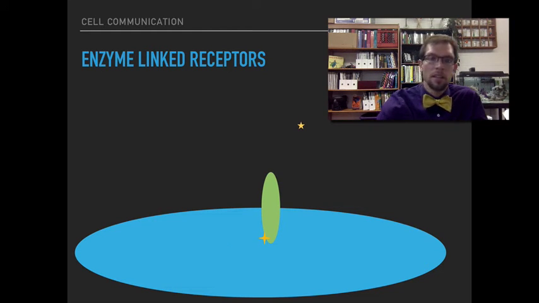Enzyme-linked receptors occur when the protein itself that's acting as a receptor is also acting as an enzyme. So you can have the binding of the ligand here, and then you can have an enzymatic activity. So you saw how that four-pointed star was catalyzed and converted into this three-pointed star by the enzymatic activity of this protein.